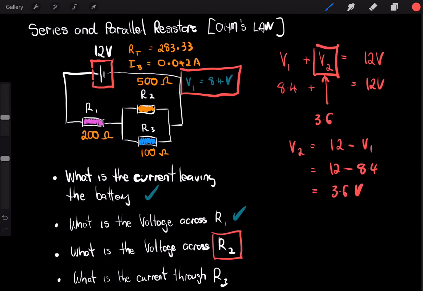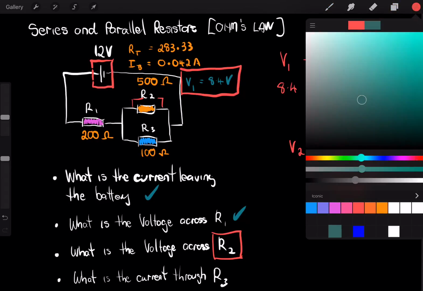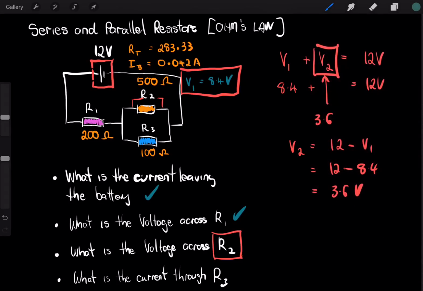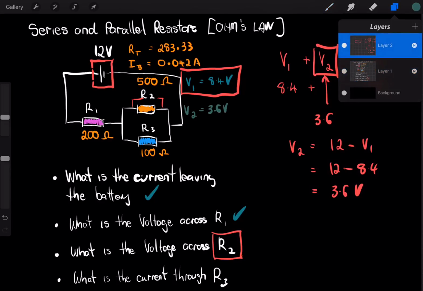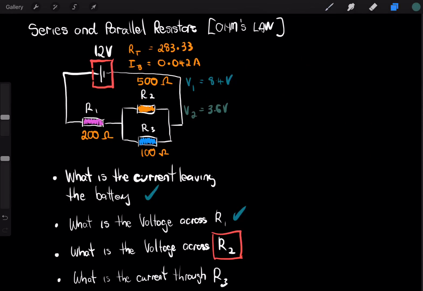So we now know the voltage across R2. It's 3.6 volts. So let's put that on a little chart here. The voltage across R2, which we'll call V2, equals 3.6 volts. Okay. Final question, what is the current through R3?